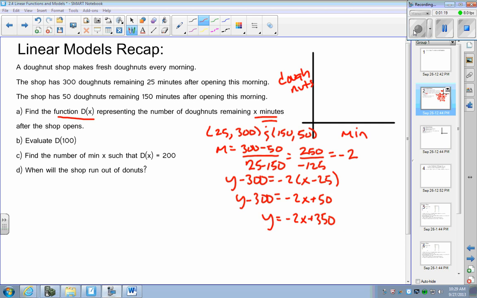Okay, once we've got our equation, we've stopped before with just y equals, but it's asking for a function d of x. So the amount of donuts represents the d of x. X is the minutes. So all we're going to do is just replace the notation.